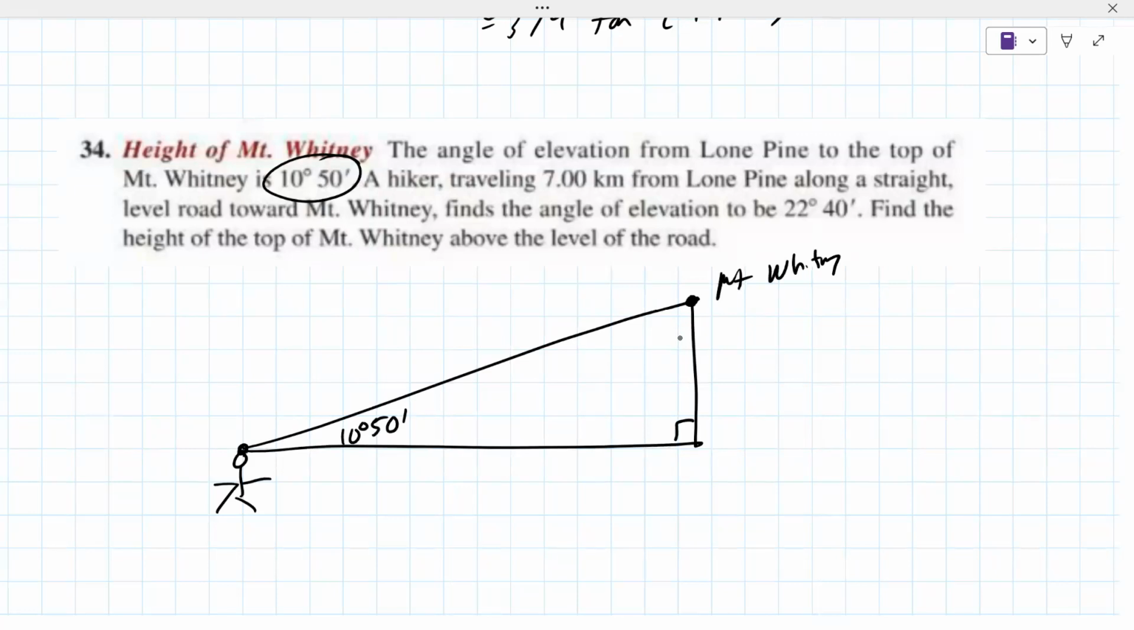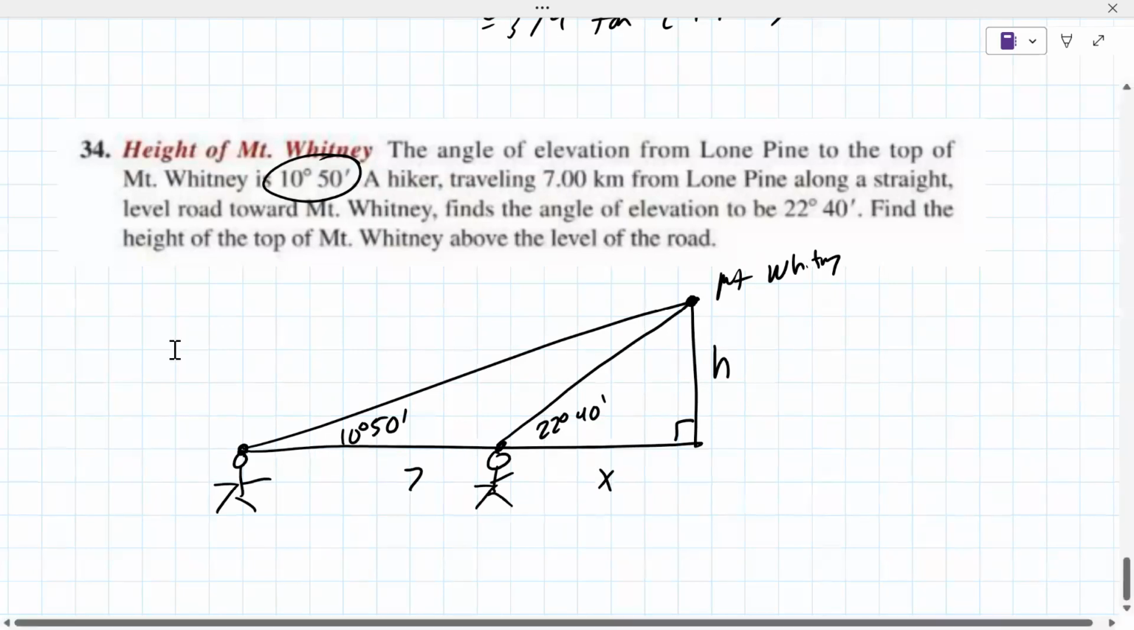But then he walks 7 kilometers. We don't know where this is, but he walks 7 kilometers. Now he's here. He looks up again. He says, I'm a little closer. And he's actually 22 degrees and 40 minutes. Find the height of the top of Mount Whitney. So this is H, this is X. You see how it's the exact same setup as 35 and 36.